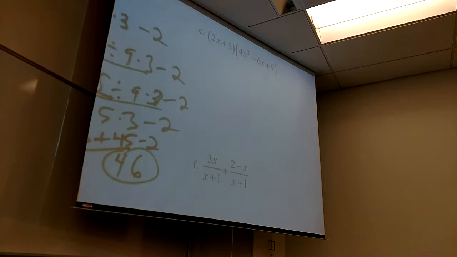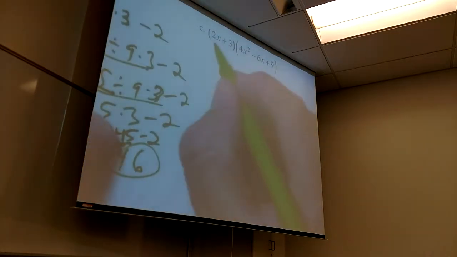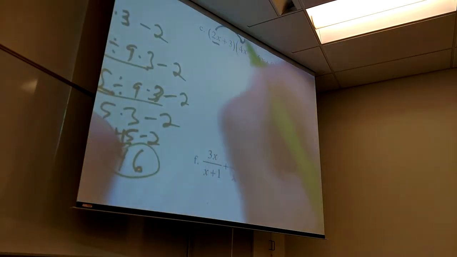The minute I put more letters in there, what is it now? I need an M for middle or something. I don't know what word that would be. So the 2x gets a term: 2x times 4x squared.